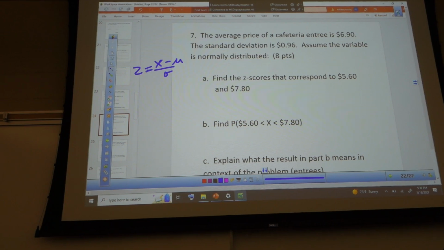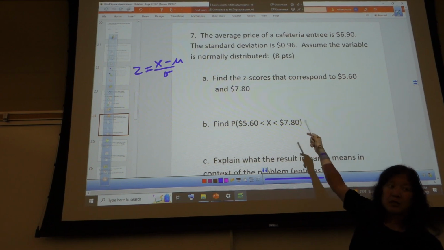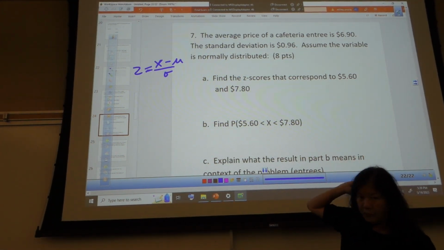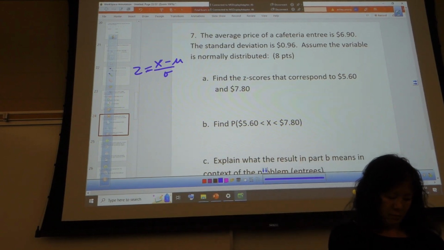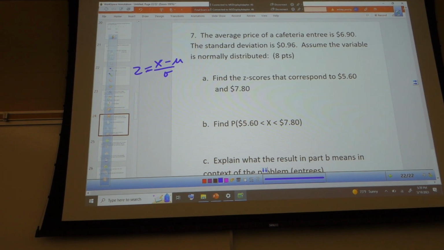So you're going to find a z-score. Since I have two x's, I need to find the z-score for each of them: the z-score for 560, and the z-score for 780. And again, for normal CDF, you have to do second bars to get to that. It'll be your lower z-score, comma, your upper z-score. Leave your mean at 0, standard deviation at 1.